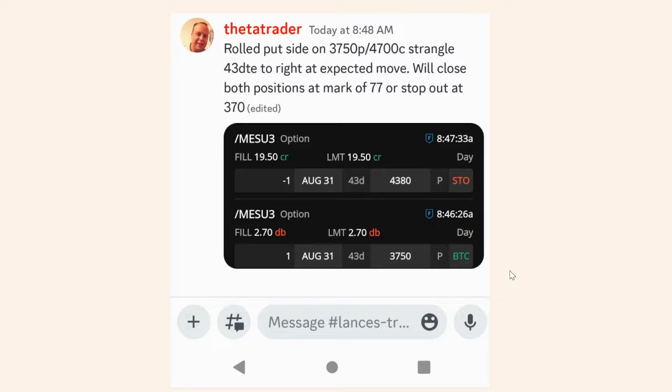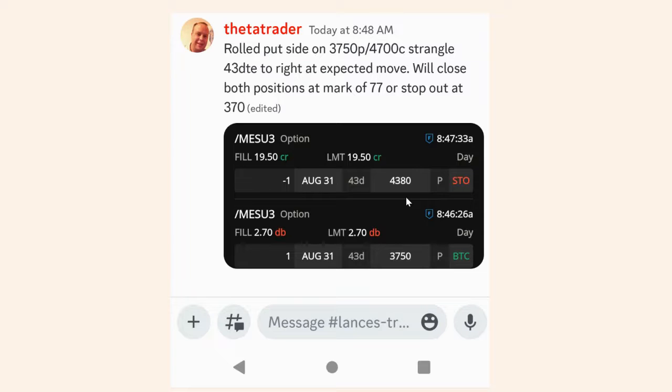So what happened yesterday is I rolled the put side because the market was going up pretty significantly. I rolled the put side on my 37.50, and then I went up to the 43.80 put, and I was right outside and right at the expected move at the time. The market was going up quite a bit yesterday as well, and the market's been going up about 6-7 days pretty much in a row here. So that's going to make one side of your strangle usually challenged.